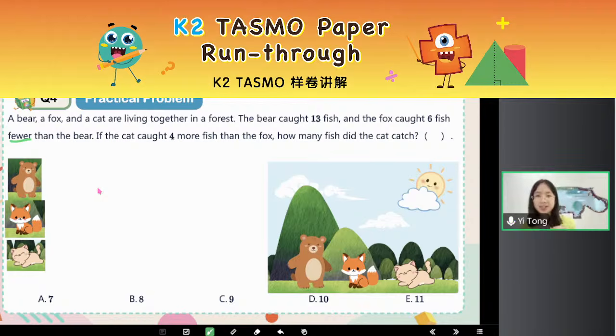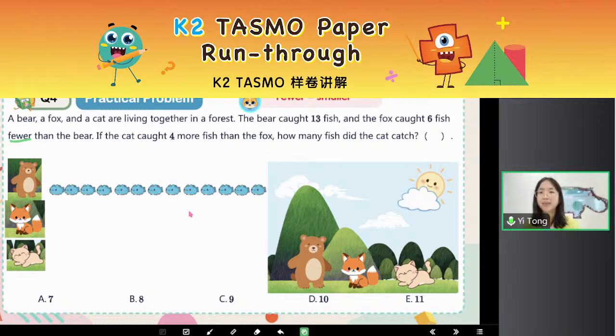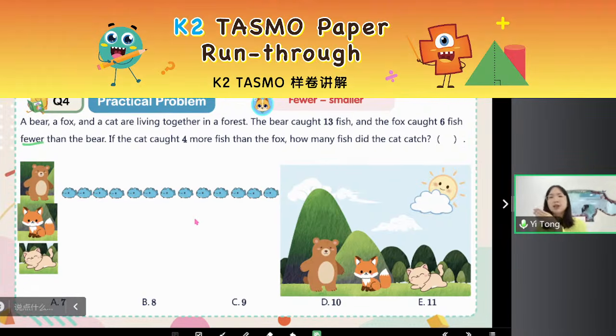For now, let's start drawing the fish first. So in your exam, you can just draw circles instead of our cute little fish. But here, how many fish do I have in total? Can you type in the chat? There are 13. And now we are counting backward 6 fish.